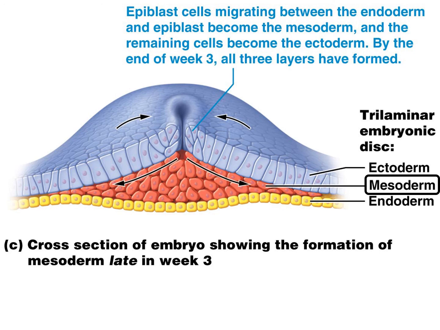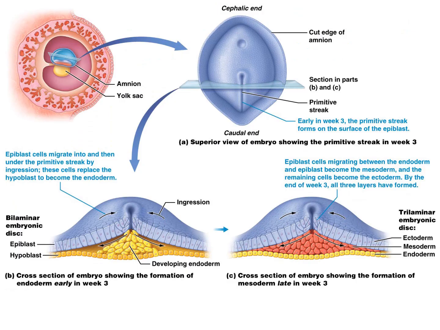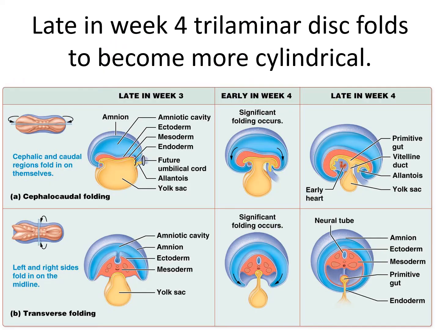So you can see that the cells that migrate in the center, here in red, will become mesoderm. The outer layer here forms the ectoderm, the blue part. Okay. And so here are them all together. And of course the bottom layer is the endoderm, in yellow.